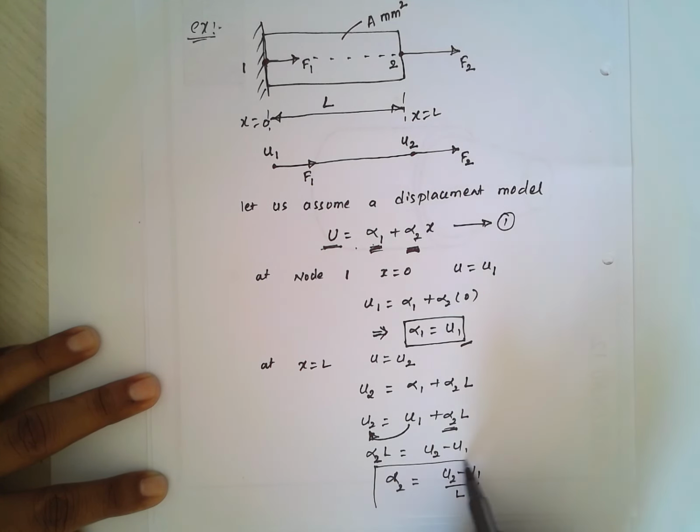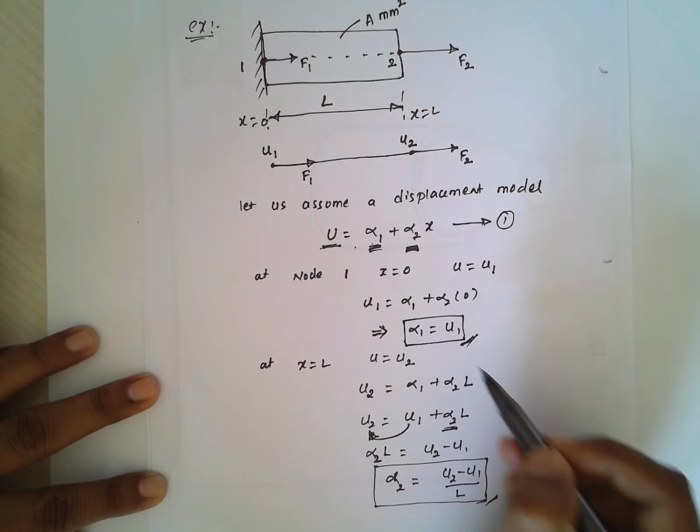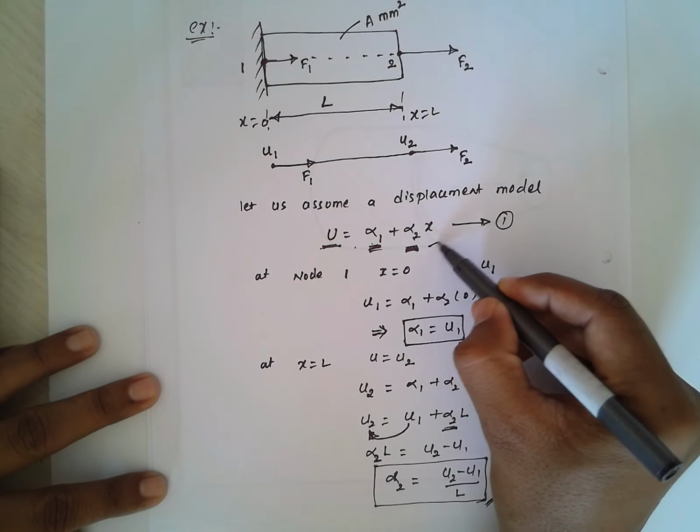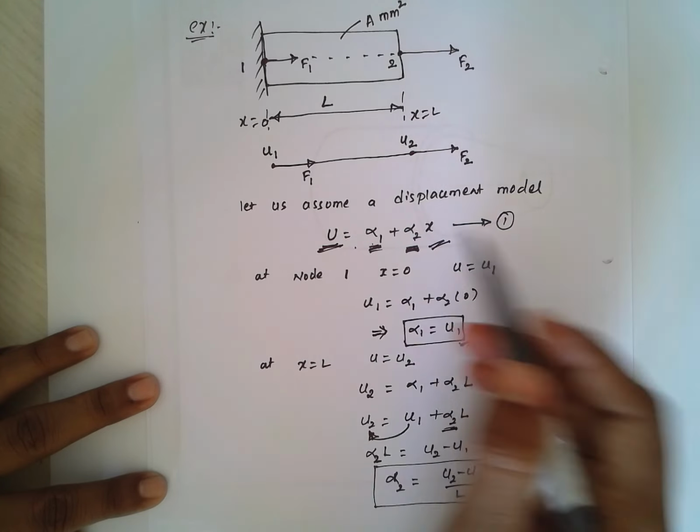Now we get the values of alpha 1 and alpha 2. Once you get the values of alpha 1 and alpha 2, we need to substitute this value of alpha 1 and alpha 2 into equation 1 to get the displacement model.